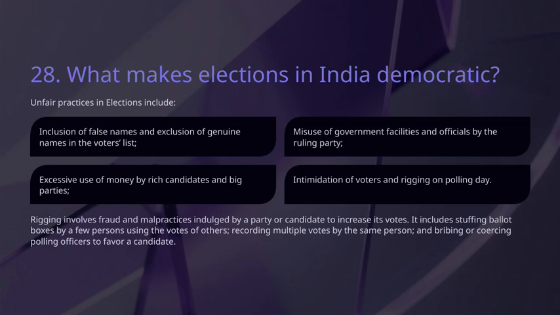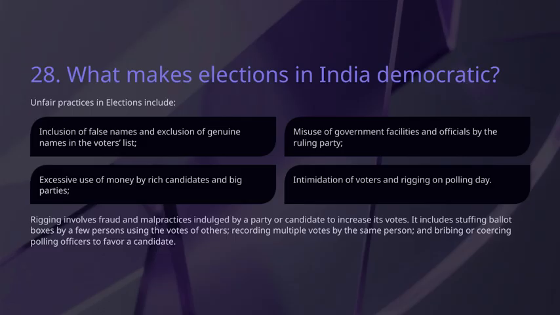One major issue is the inclusion of false names and the exclusion of genuine voters from the voters' list. This manipulation can distort the true will of the people. Additionally, we often see excessive use of money by rich candidates and large parties to influence voters or gain an unfair advantage. Rigging is another serious concern, involving fraud and malpractices that aim to increase a candidate's votes. For example, stuffing ballot boxes with votes from others, recording multiple votes by the same person, or bribing and coercing polling officers to favor a candidate.